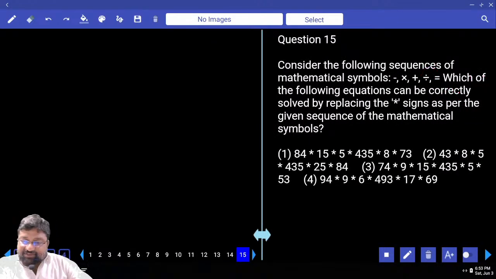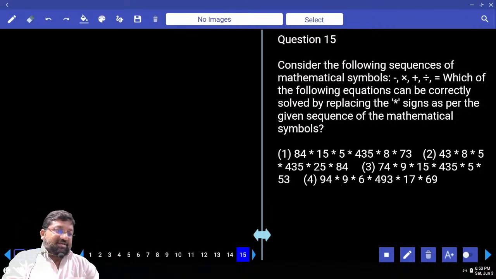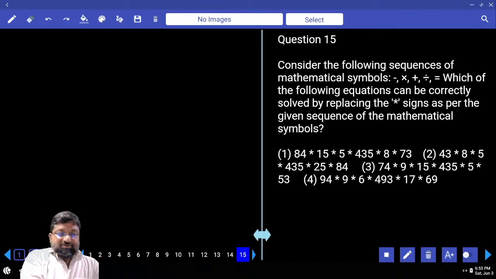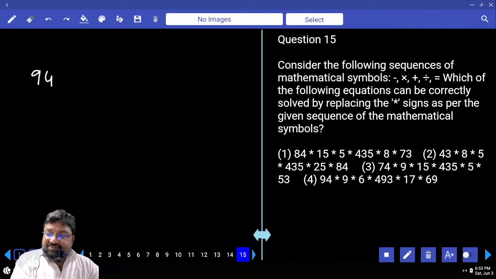Consider the following sequences of mathematical symbols: minus, into, plus, divide by, equal to. Which of the following equations can be correctly solved by replacing star signs as per the given sequence of the mathematical symbols? Option A is start. You want me to start from last or from first? Most of the times this type of questions which are purely based on options start from reverse.